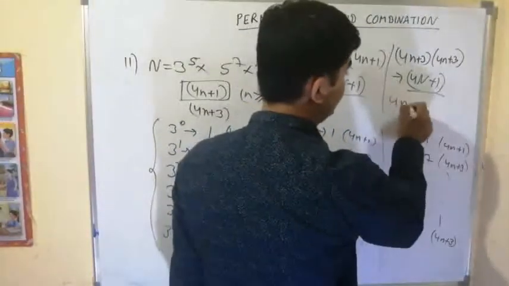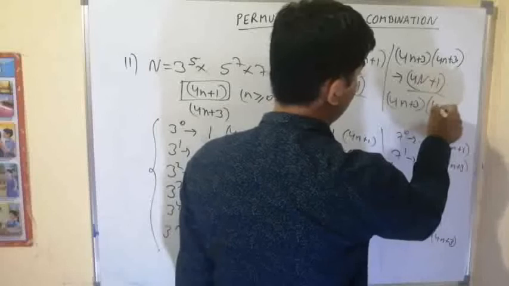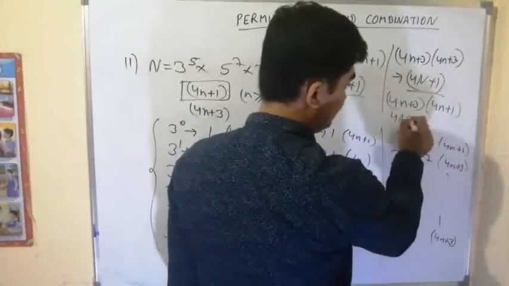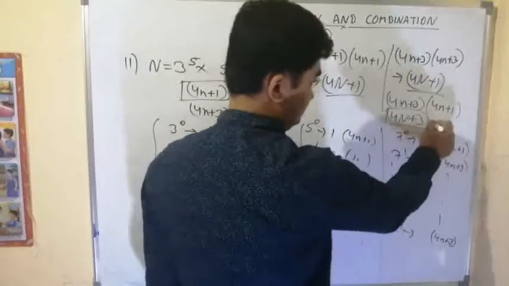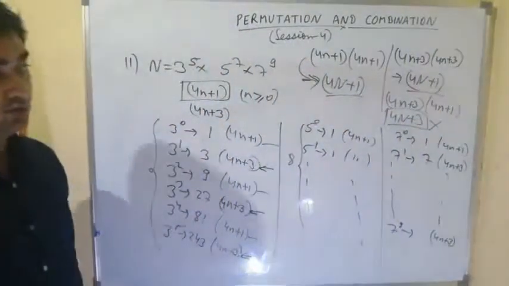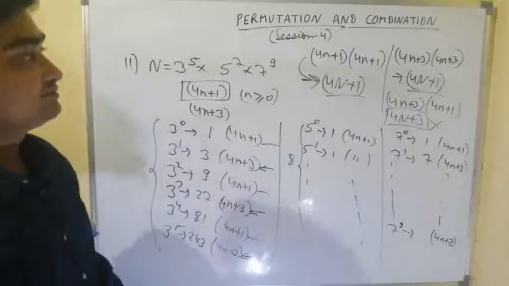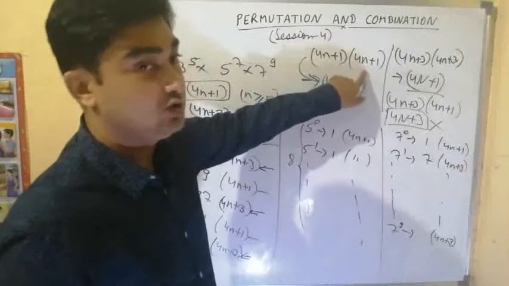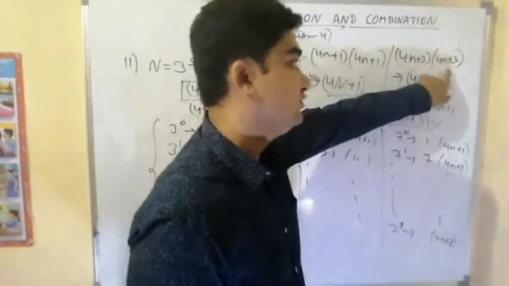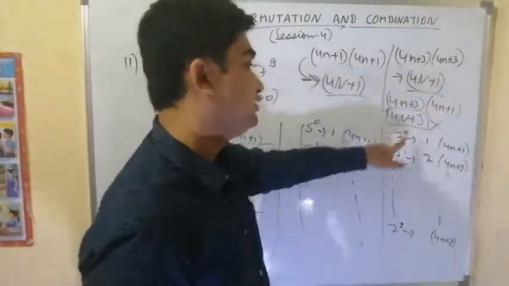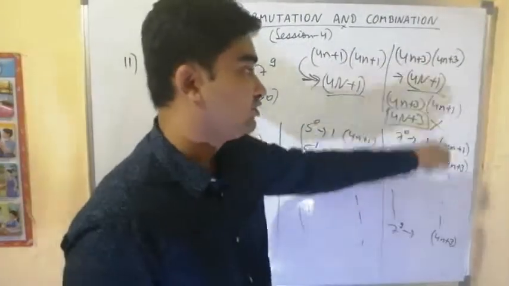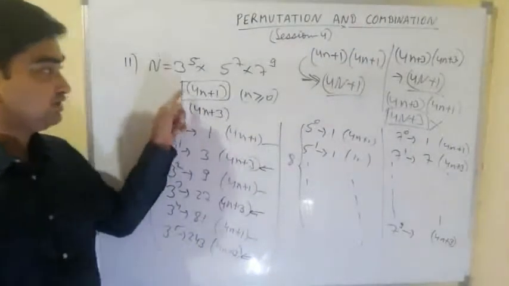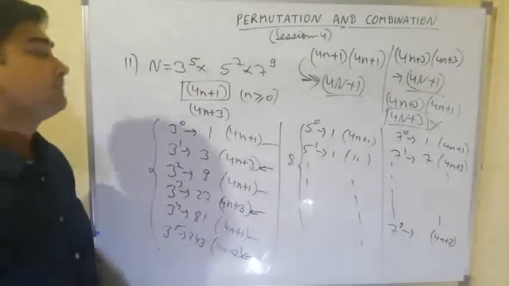But when we are multiplying 4n plus 3 with 4n plus 1, that is 1 from this category, 1 from this category, then we will get 4n plus 3. This we don't want. That means either select all the factors which are of the form 4n plus 1 or select all the factors which are of the form 4n plus 3. Don't select one from this and one from that, because in that case we'll get a factor of the form 4n plus 3 that we don't want. We want the factor of the form 4n plus 1.